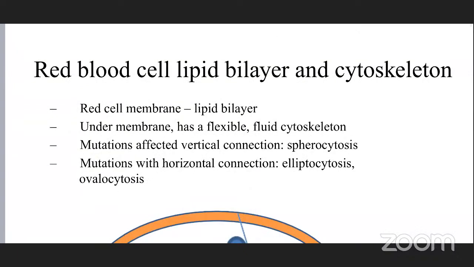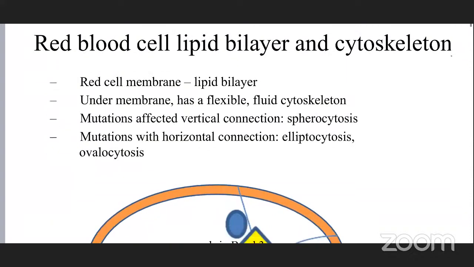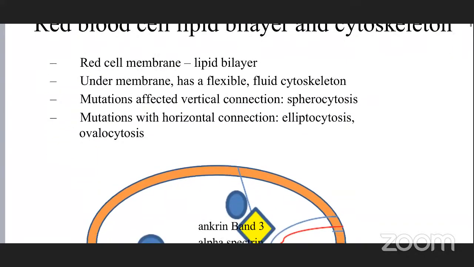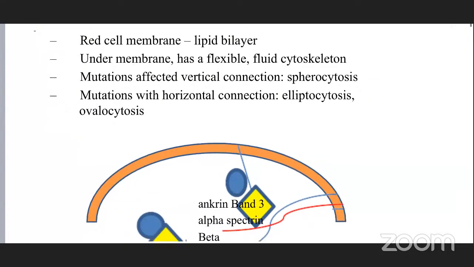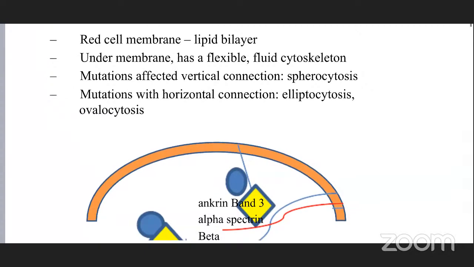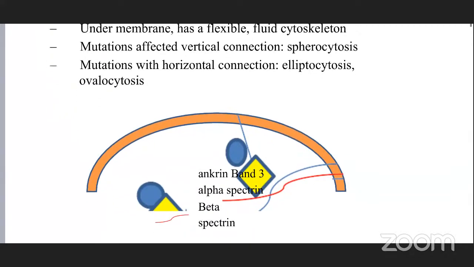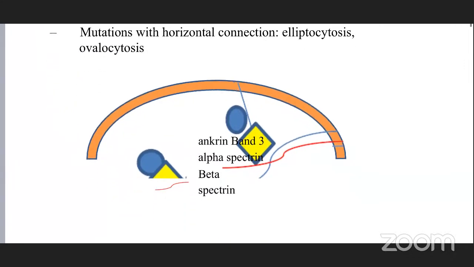Red blood cells have a lipid bilayer and a cytoskeleton, which together form the red cell membrane, and the membrane has a flexible cytoskeleton. Membrane mutations can affect vertical connections, as mentioned earlier. In vertical connection defects, we have spherocytosis, and in horizontal connection defects, we have elliptocytosis and pyropoikilocytosis. Elliptocytosis is not uncommon.